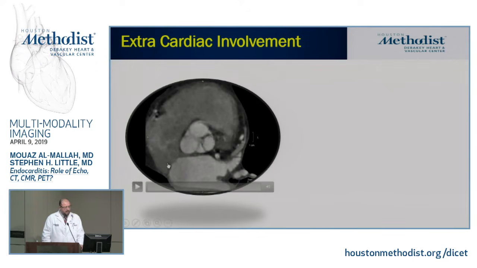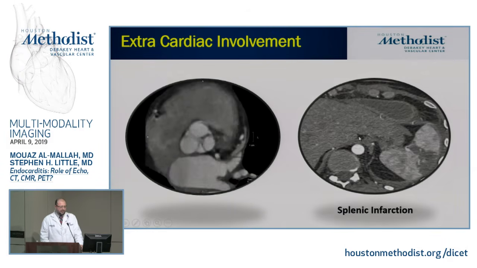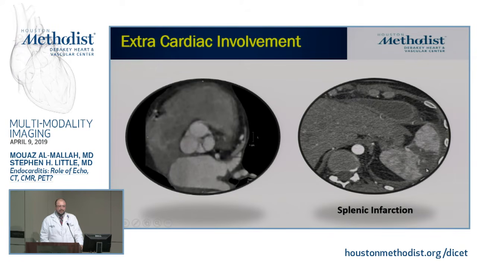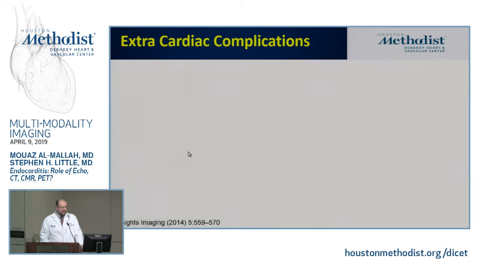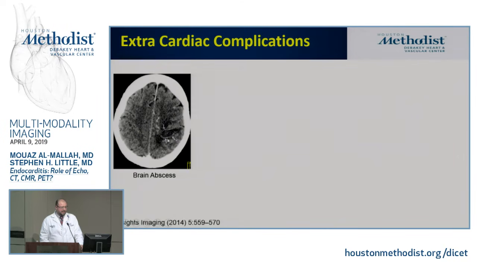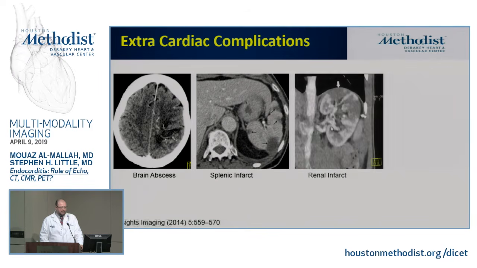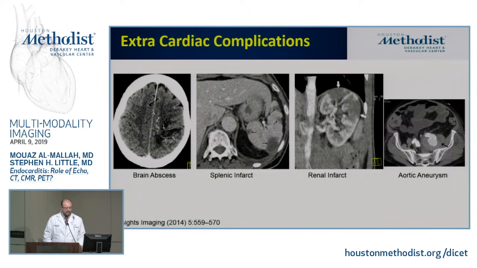With CT, we can also look at extracardiac involvement. Most of the time we look at the valve, but also during our cuts, we can see the spleen. So this is something that we can also look at. So we can look at splenic infarcts. And if you've done some other studies, you can see brain abscess, multiple splenic infarcts, renal infarcts. We don't usually go that far, but sometimes we do see some of the upper kidneys in our scans. And sometimes we can see mycotic aortic aneurysms. So CT can help you with that.